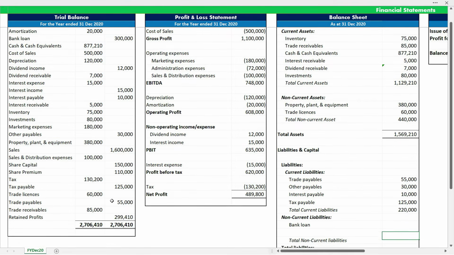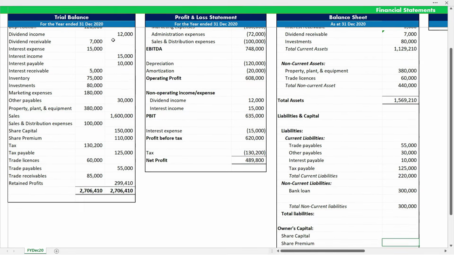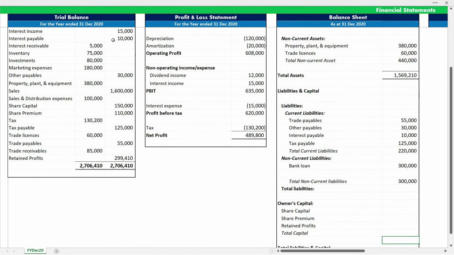Then we have bank loan, which is this value, 300,000, and then we are supposed to find the total of non-current liabilities as well. So I will just do this step. And finally, let us move towards our owner's capital, where we have to find the share capital. Share capital is here, 150,000, and then share premium is 110, and then retained profits.